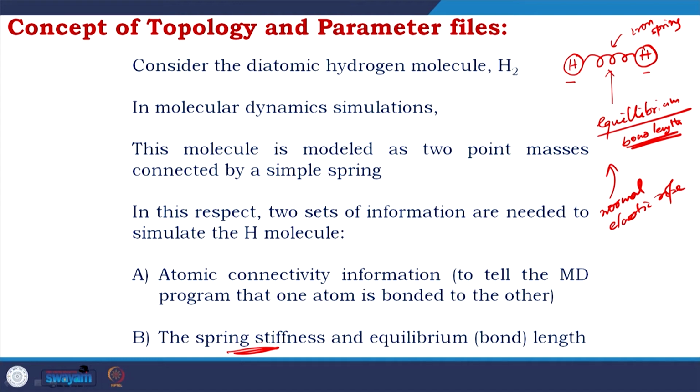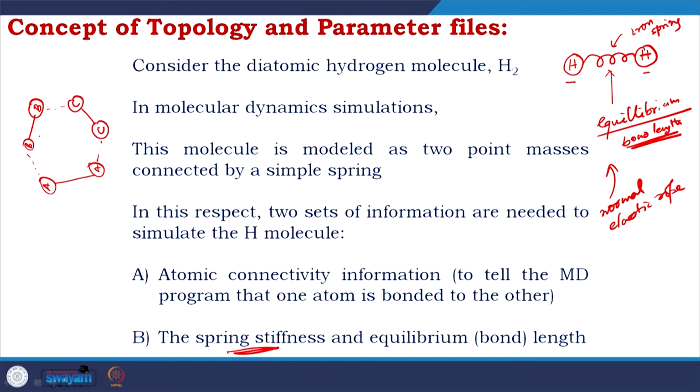One, to tell the MD program that one atom is bonded to another, because if you look at a system like this where this is bonded, this is non-bonded, suppose A's are bonded, B's are bonded and C's are bonded.